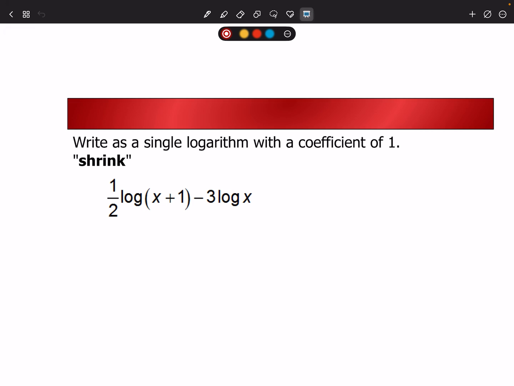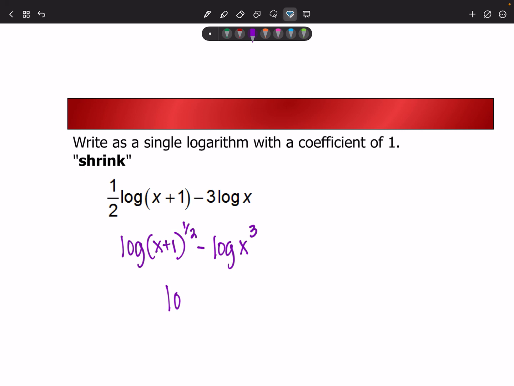Okay, you try the next and see if you've got it, and then come back and check your answer. Okay, for this, my first step was to take that 1/2 and bring it to the exponent, and then bring the 3 to the exponent. They're both log base 10. I've got a positive log and a negative log, so I'm going to have a fraction.